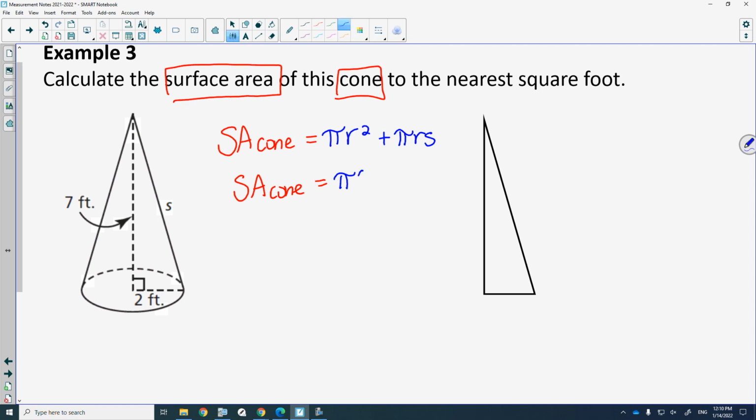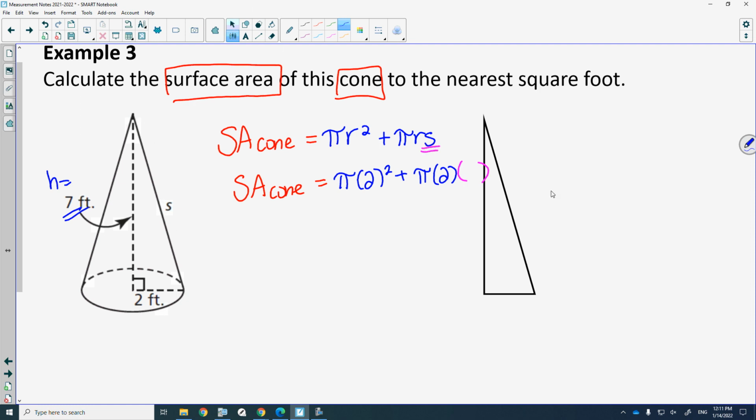So pi 2 squared plus pi 2, and then S. This 7, is that H or S? Is that the height or the slant height of the cone? It's the height of the cone. This 7 here is the height of the cone. And remember, it's inside the cone. It's used for volume. The S is the slant height of the cone. In order to get that, we need this height here. We need what that slant height is.